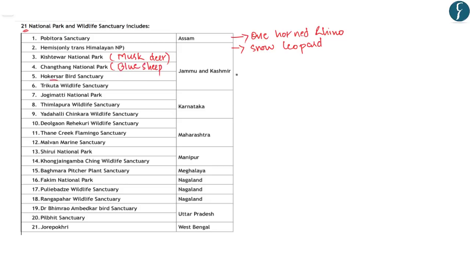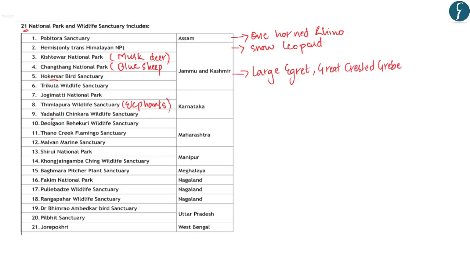The Hokersar Bird Sanctuary is famous for the large egret as well as the great crested grebe. Sixth is the Trikuta Wildlife Sanctuary, which is also located in Jammu and Kashmir. Seventh is the Jogimatti National Park in Karnataka. Eighth is Thimlapura Wildlife Sanctuary, which is famous for its elephants and is again located in Karnataka.